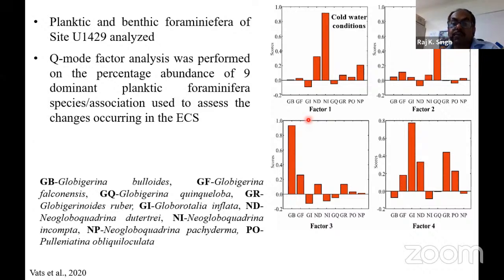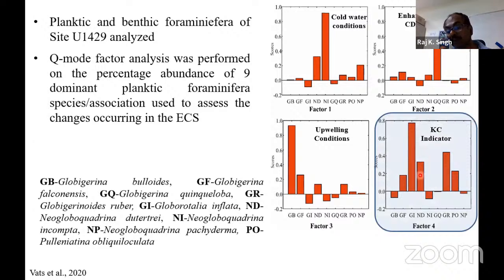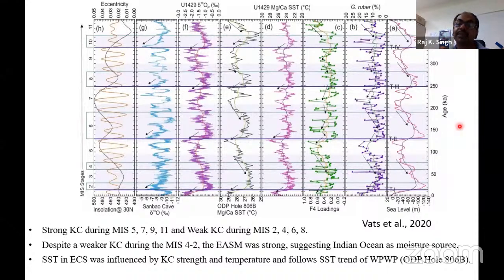Based on this, we have different conditions: richness in Neogloboquadrina pachyderma is indicating cold water conditions, enhanced diluted water, and upwelling conditions, and the Kuroshio current indicators are where there are more warm species, rich in Globigerinoides ruber in this part of the region. On the basis of this, we are trying to reconstruct the Kuroshio current in this region. This green line is the curve of the effector fold loading, which we have suggested is the Kuroshio current indicator species. Then G. ruber also indicates the Kuroshio current here.